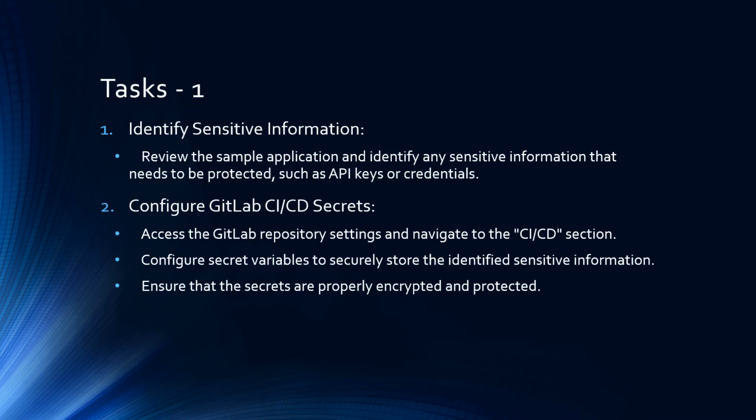Let's examine the first set of tasks for your assignment in detail. These initial tasks lay the groundwork for implementing secure secrets management in your pipeline. The first task is to identify sensitive information in your application. This is a crucial skill in secrets management. You need to know what to protect before you can protect it. Look for database credentials, API keys, authentication tokens, encryption keys, service account credentials, configuration data that should be environment-specific.